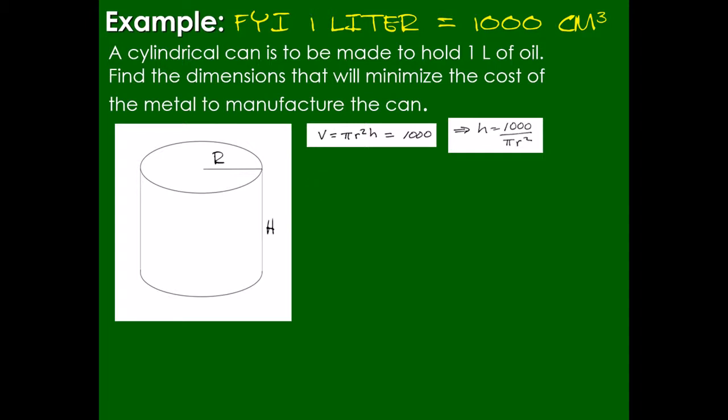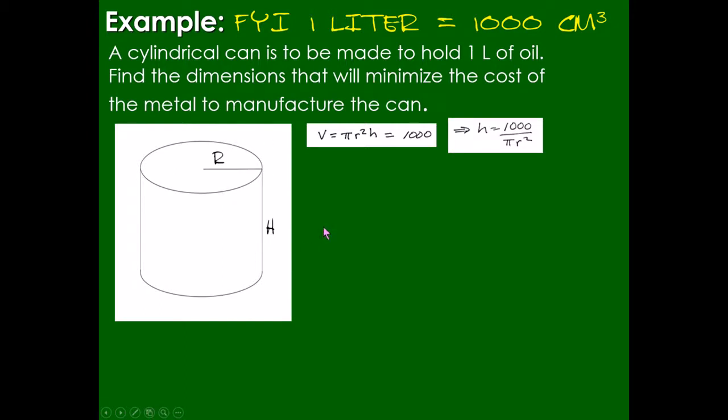Now the surface area of a can, I have the top, which is pi r squared, and the bottom, which is pi r squared. So I have 2 pi r squared for the top and the bottom. I also have the outer edges, which imagine if you were to cut the can vertically and unroll it, then you would have a rectangle whose base is the circumference of the circle, which is 2 pi r, and the height of your rectangle would be h.